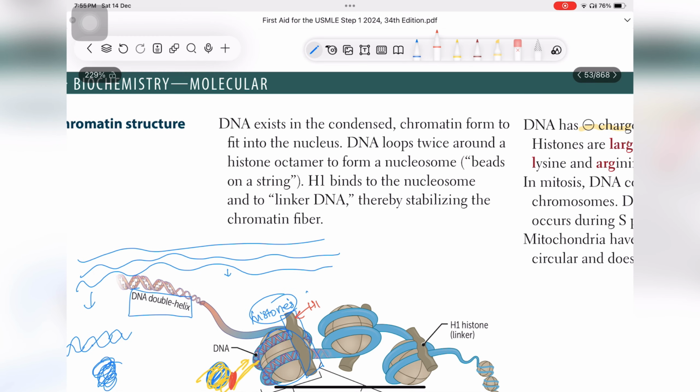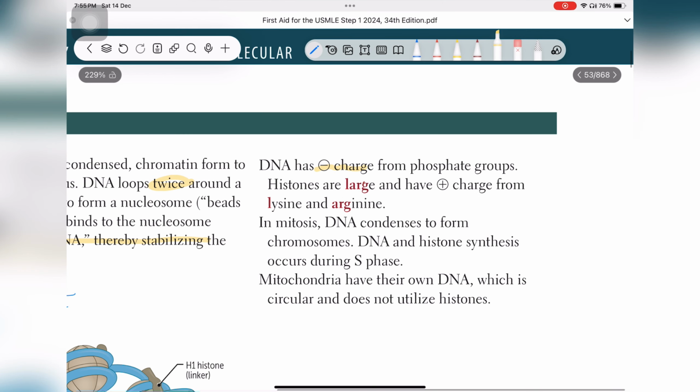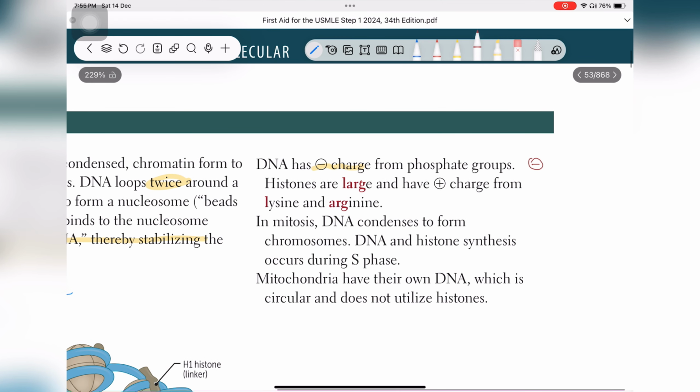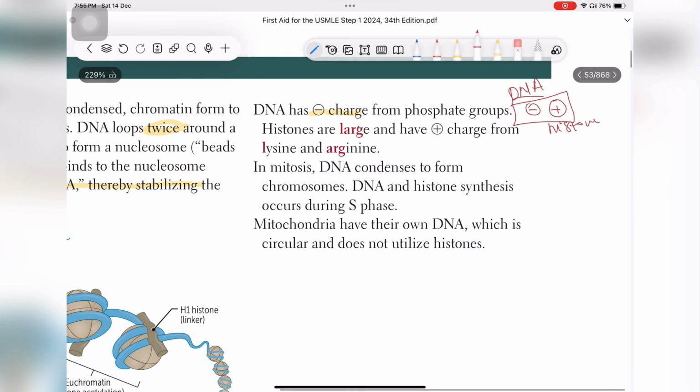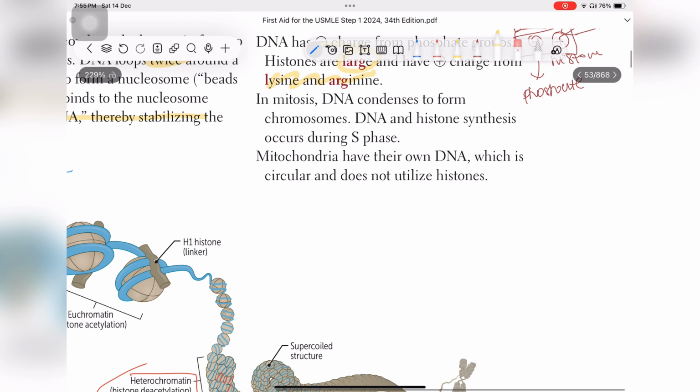The important points to take here: DNA loops twice around each histone octamer to form the nucleosome, and the linker DNA stabilizes it. DNA has a negative charge. This is important because negative and positive attract. Histone has a positive charge whereas DNA has a negative charge. Once these two attract each other, they become more stable. The negative charge is from phosphate groups, and the positive charge is from lysine and arginine. See, here it is given: lysine and arginine, mnemonic.